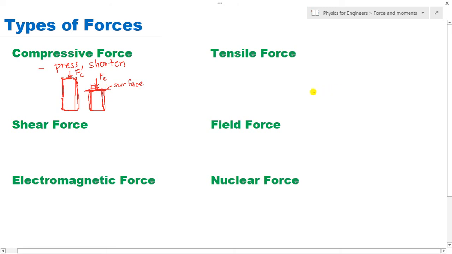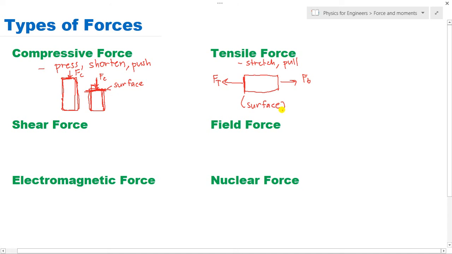And the same with the tensile force. Compressive force and tensile force are the same but opposite in direction. The tensile force will cause the object to stretch, so you pull it. For compression, you shorten it, you push. For tensile, you stretch, you pull. So we have here FT, and the other one is also FT. Again, this force still acts perpendicular to your surface.